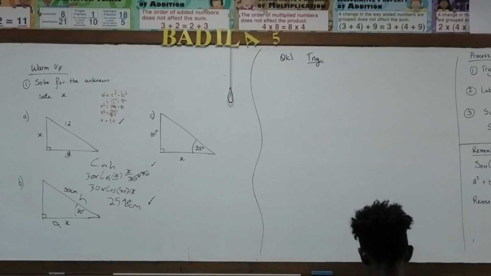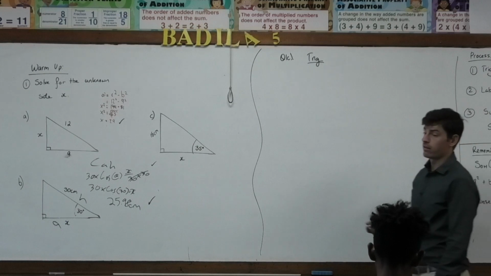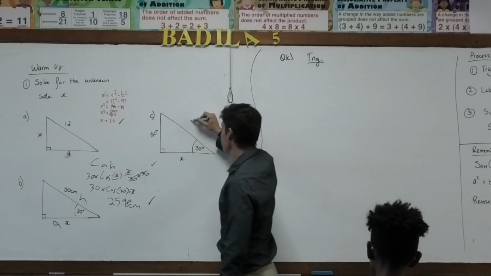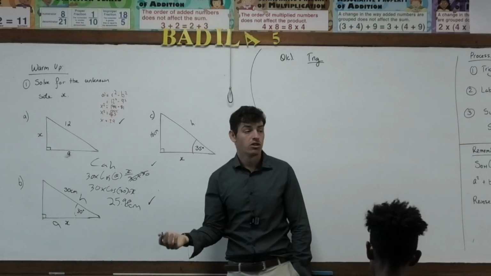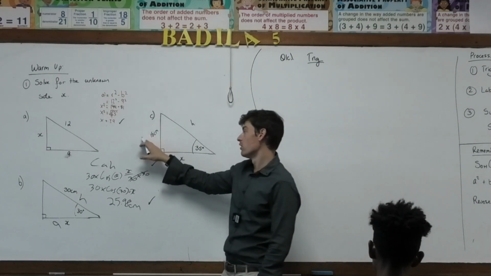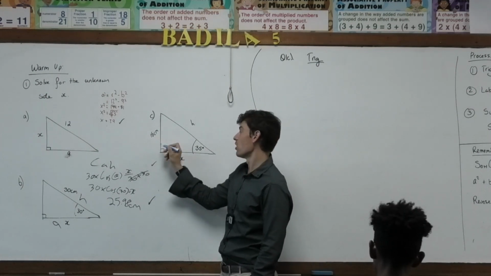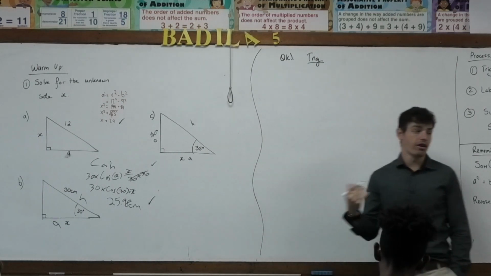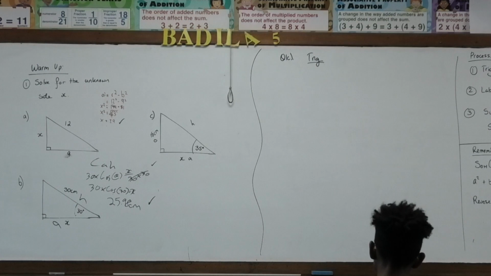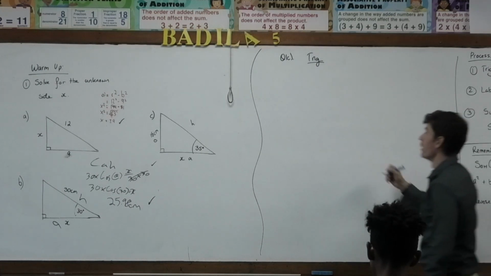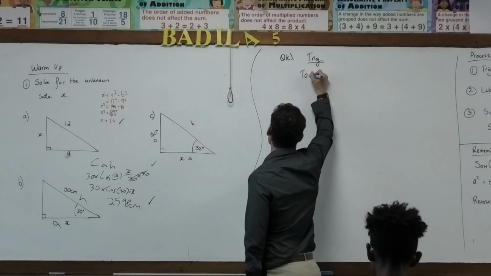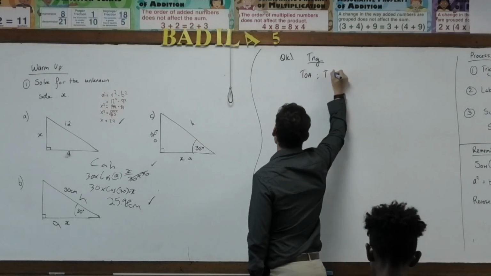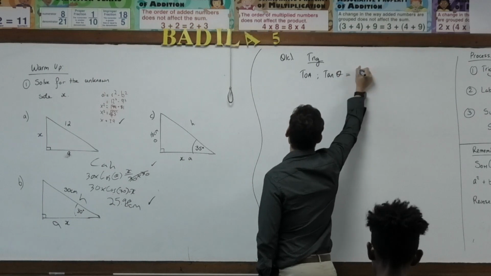Number 2, I need to label my sides. So what side don't I care about? H. I don't care about my H. So that's probably an indication about which identity I'm using. Or which side do I know? The 16, that's O. And which side's my X? A. So if the trig identity has H in it, it's no good to me. Which one doesn't have H in it? Tan, TOA. So I could write TOA if I want, or I could write tan theta equals opposite over adjacent.